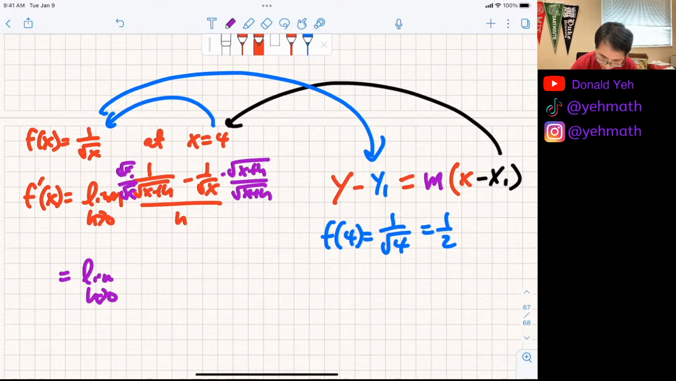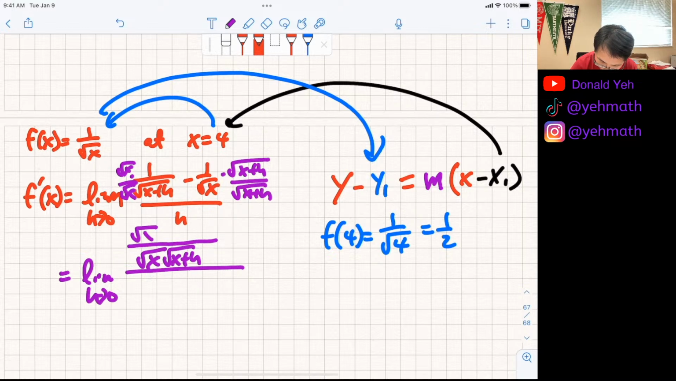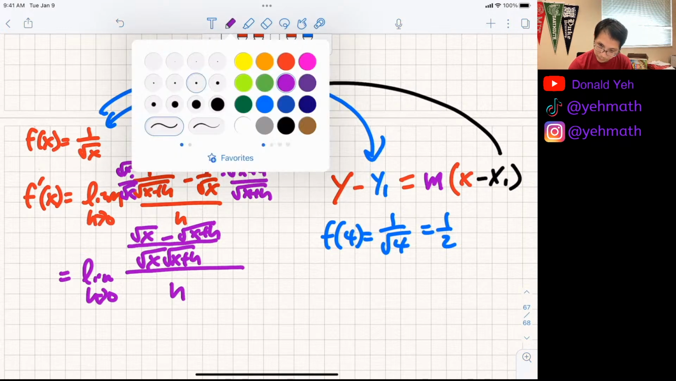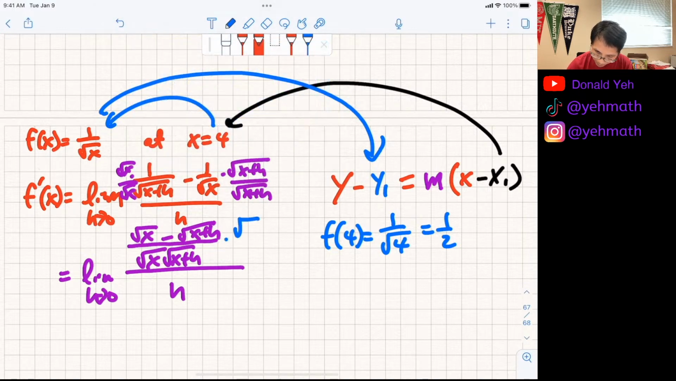Could you take the conjugate? I can, but I just prefer to combine the fractions first, but you can do whatever. As long as you get it right, I don't really care. This one's going to be square root of x minus square root of x plus h, over h. So I would do the conjugate at this moment because I just combined the fractions. If I conjugate, I think it's a little bit easier to look at, but it really depends. Some people don't like this way, but I like this way. So again, I just combine the fractions and then conjugate after that.